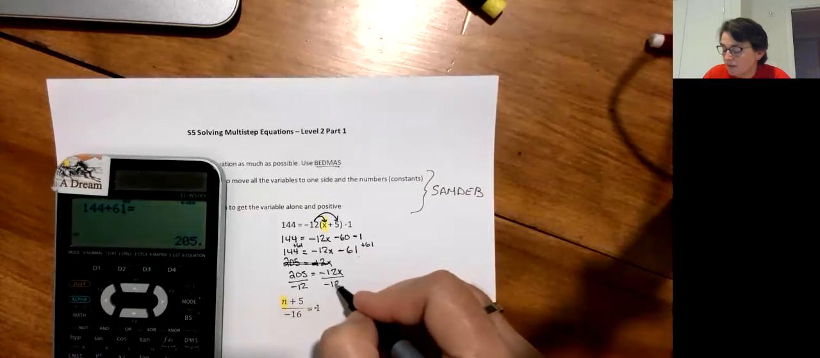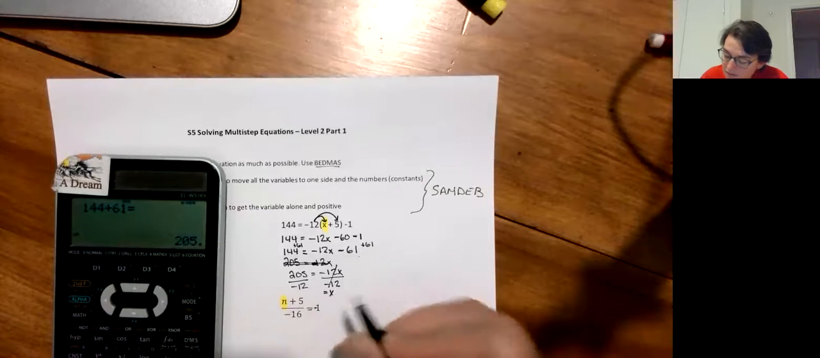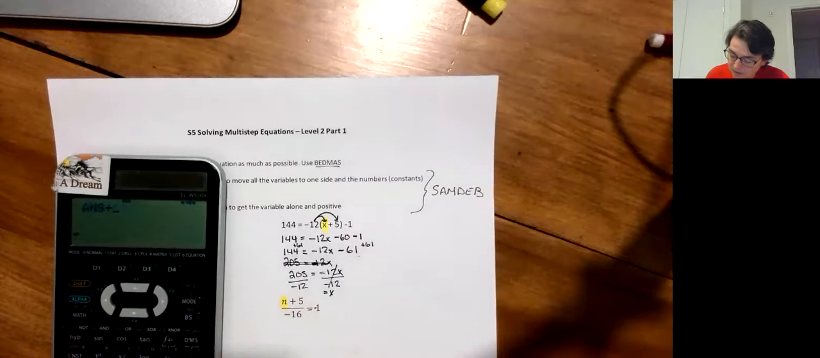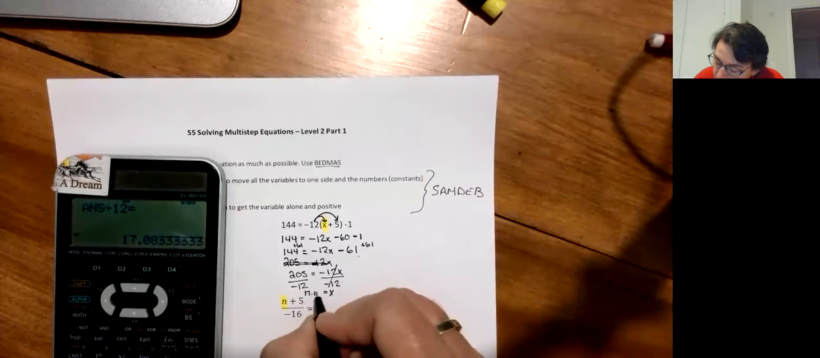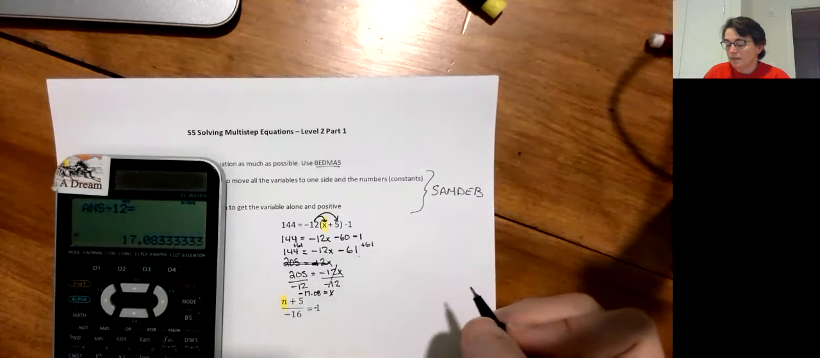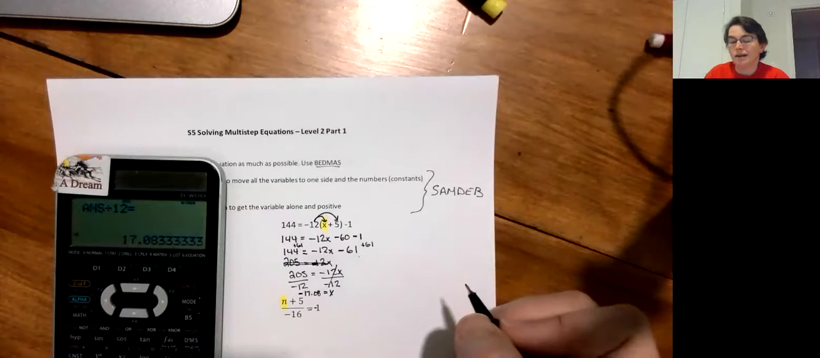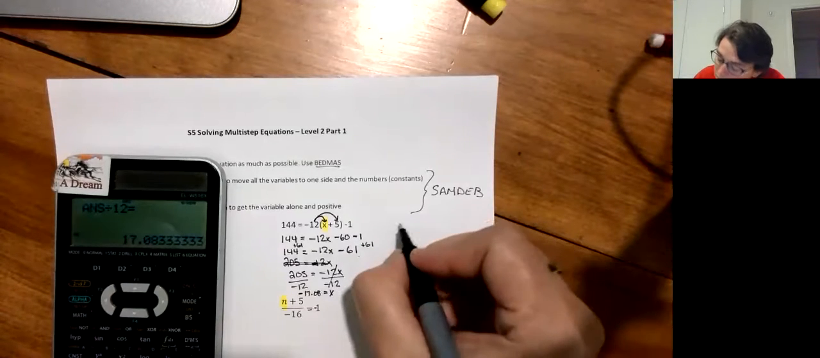So minus 12 divided by minus 12 cancels out to 1. And I'm going to get x is equal to 205 divided by 12. 17 and 1/12. Okay, 17.08, and it should be negative. That makes me think I made a typo or something's wrong, because usually these end up being whole numbers. So let's do a check.